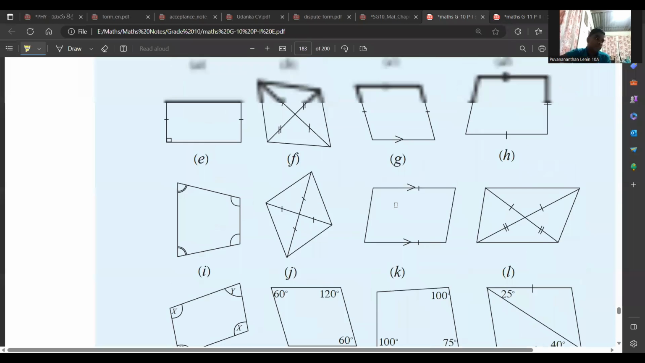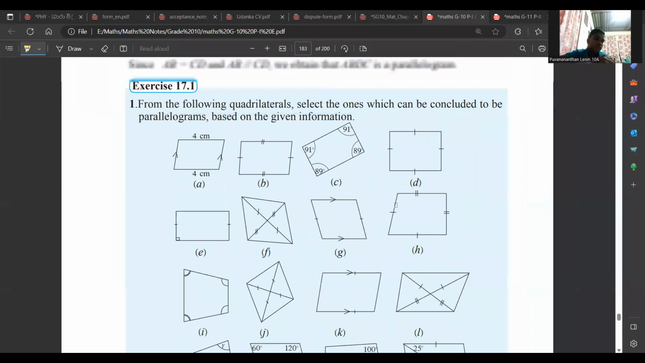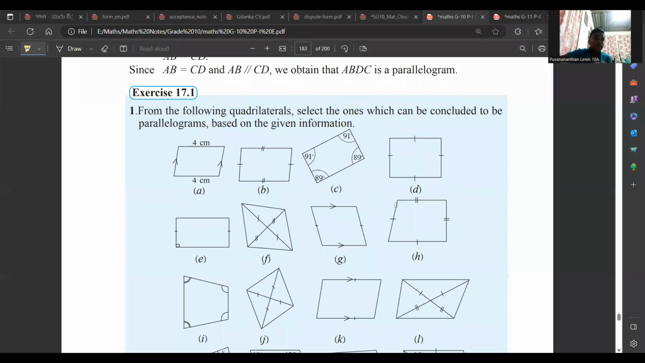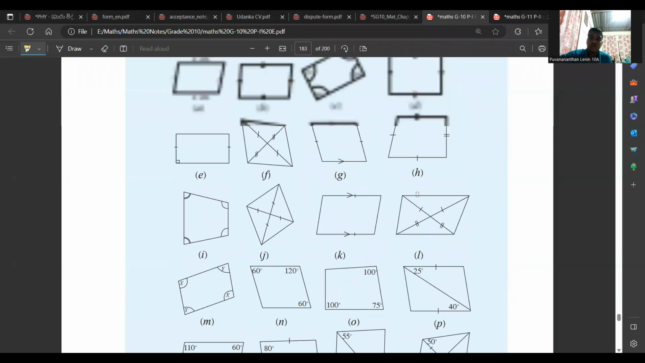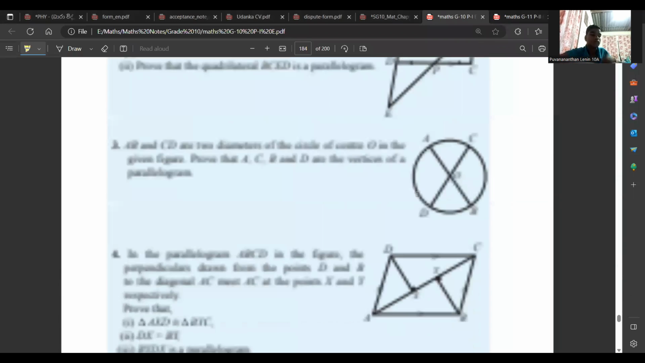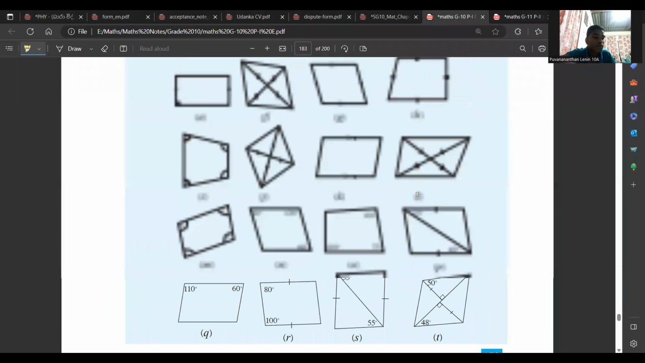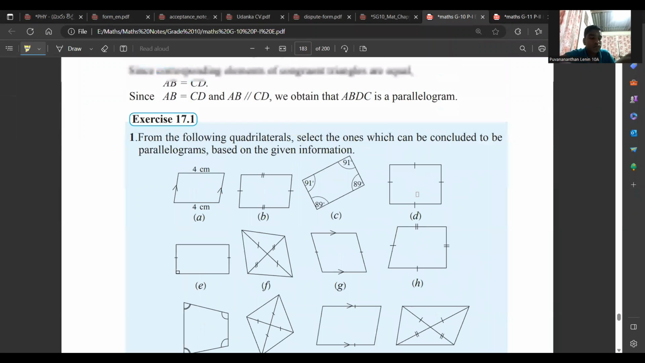Shall we do this question? Look at it. They ask: from the following quadrilaterals, select the ones which can be concluded to be parallelograms based on the given information. From here, exercise 17.1, and you can mention whether these are parallelograms or not.